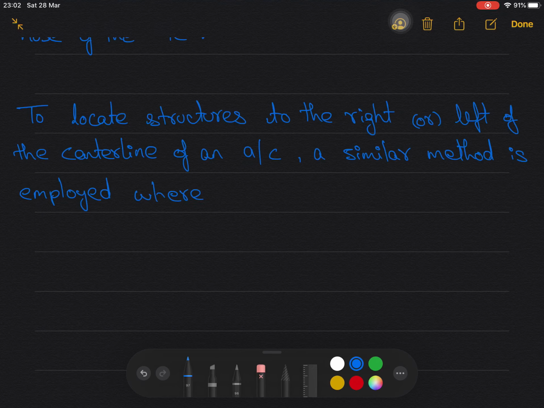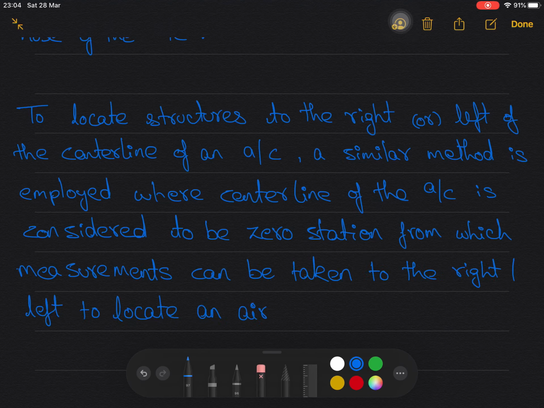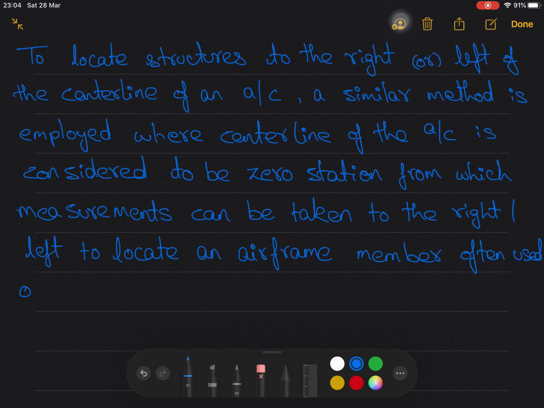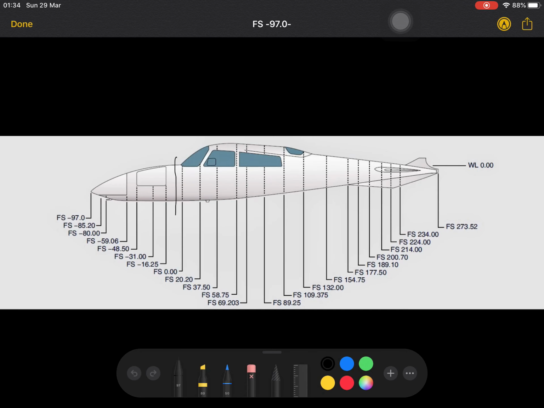a similar method is employed where the center line of the aircraft is considered to be 0 station, from which measurements can be taken to the right or left to locate an airframe member, often used on horizontal stabilizer and wing sections. This fuselage station 0 is taken as datum or 0 station, from which the right side measurements will be considered as positive, and left side measurements are considered as negative.